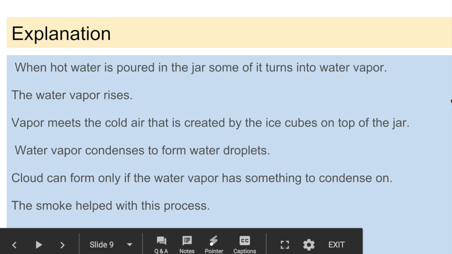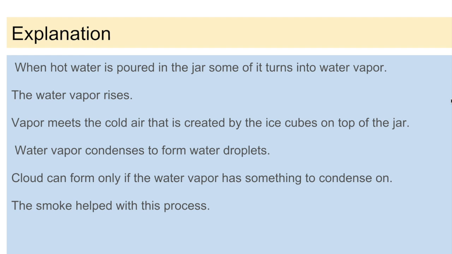Here is the explanation of what happened. When hot water is poured in the jar, some of it turns into water vapor. The water vapor rises. Vapor meets the cold air that is created by the ice cubes on the top of the jar. Water vapor condenses to form water droplets. Cloud can only form if the water vapor has something to condense on. The smoke helped with this process.